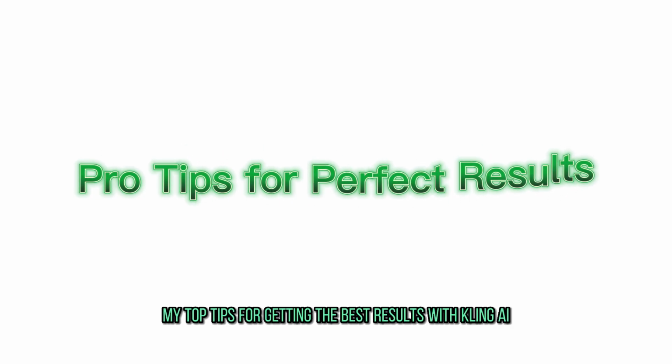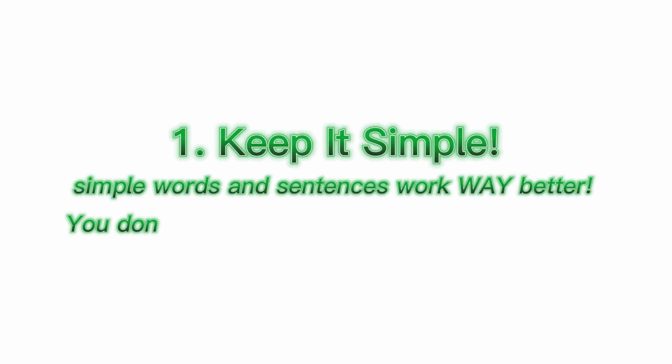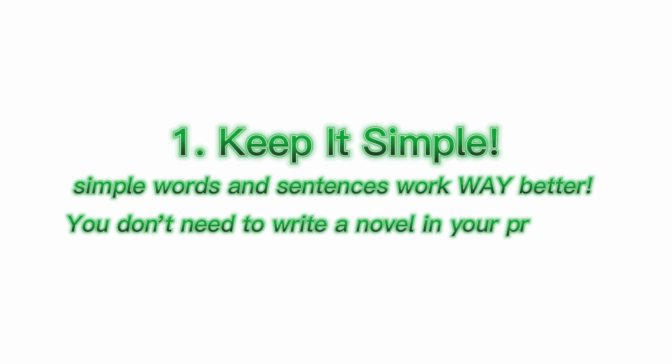All right, now let's get into the juicy stuff. My top tips for getting the best results with Kling AI. 1. Keep it simple. Guys, I can't stress this enough. Simple words and sentences work way better. You don't need to write a novel in your prompts.